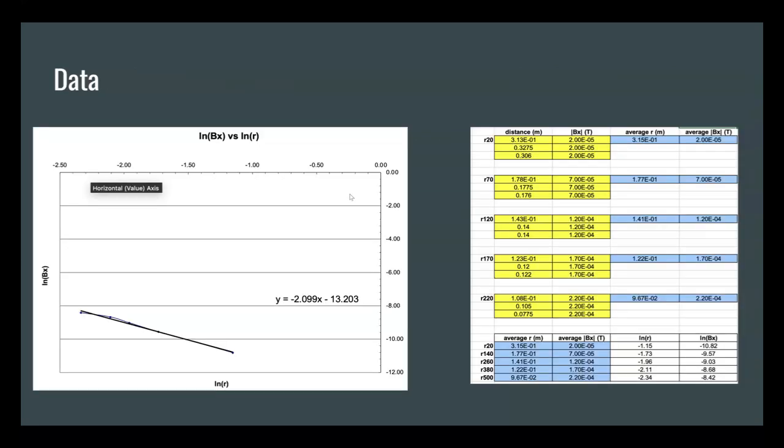So for our data here, we plotted ln of the magnetic field by ln of r, and that's this graph right here with our slope being negative 2.099, which is n. And then here is all of our data graphed in Excel right here.